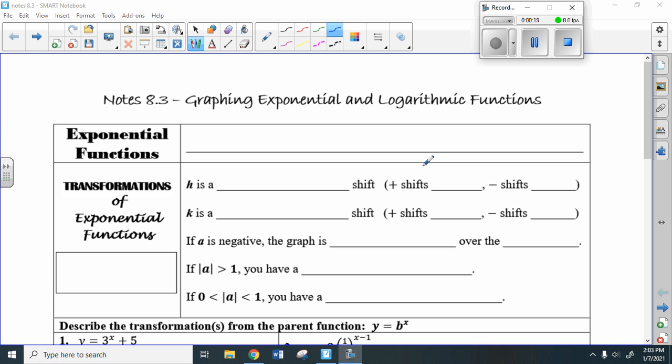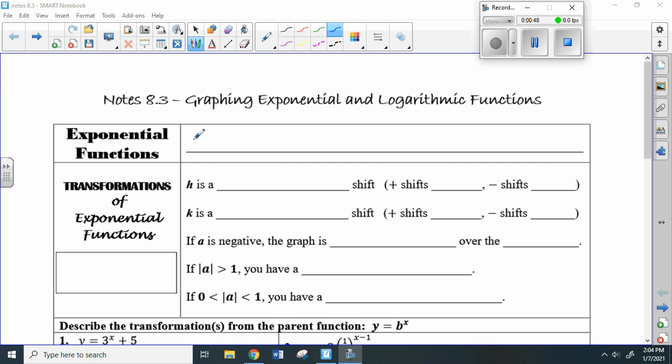In this video, we're going to be looking at notes 8.3, and we're finally looking at the last two functions that we are going to have to know how to graph. So be excited about that. Last two functions that we are going to be graphing in our entire class. We're going to be looking at what we call an exponential function and a logarithmic function. And so we're going to split it in half. We're going to start with exponential functions. And first we're going to start with what the heck is an exponential function.